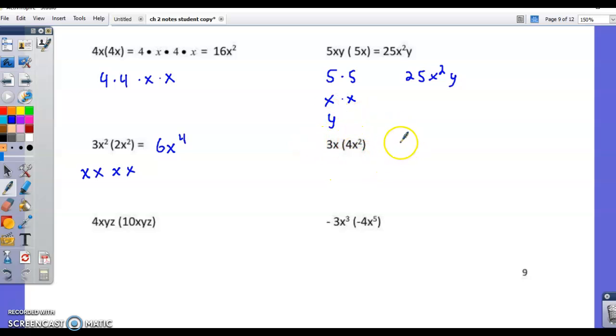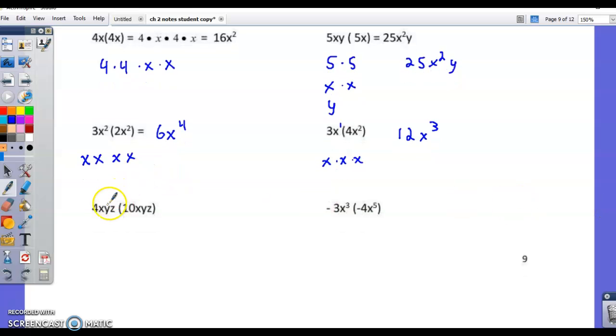Just like over here, we have 3 and a 4. 3 times 4 gives us our 12. And remember, whenever you don't see an exponent, you can imagine there's a little 1 there. We've talked about that earlier in the year. And so I have 1 x here. I have 2 x's there. So I have an x times x times x. 2 plus 1 gives us x to the 3rd power.